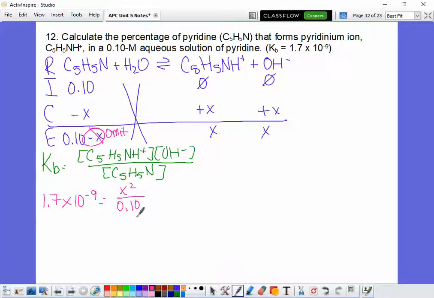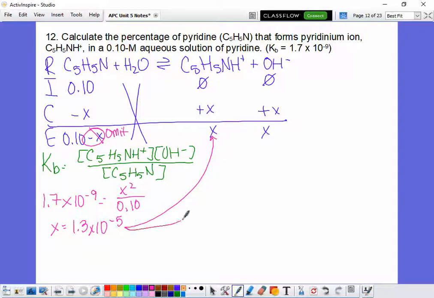So when you do that math, what do you get for your x? 1.3 times 10 to the negative 5, right? Now, this problem did not ask me to find pH. If it did, then I would do negative log of the x and then 14 minus that to get to the pH. Instead, it asked me to figure out the percent dissociation of my weak base, my pyridine.